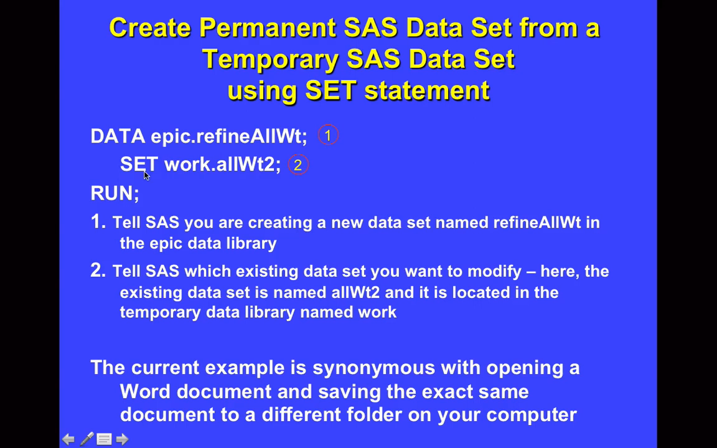And you use the set statement to tell SAS, I'm starting from a data set located in the temporary work data library. The name of that data set is allwt2. And then you have a run statement. Altogether, this is effectively no different than having an Excel file open named allwt2 and using the Save As option to save it in a different folder on your computer with a different file name.